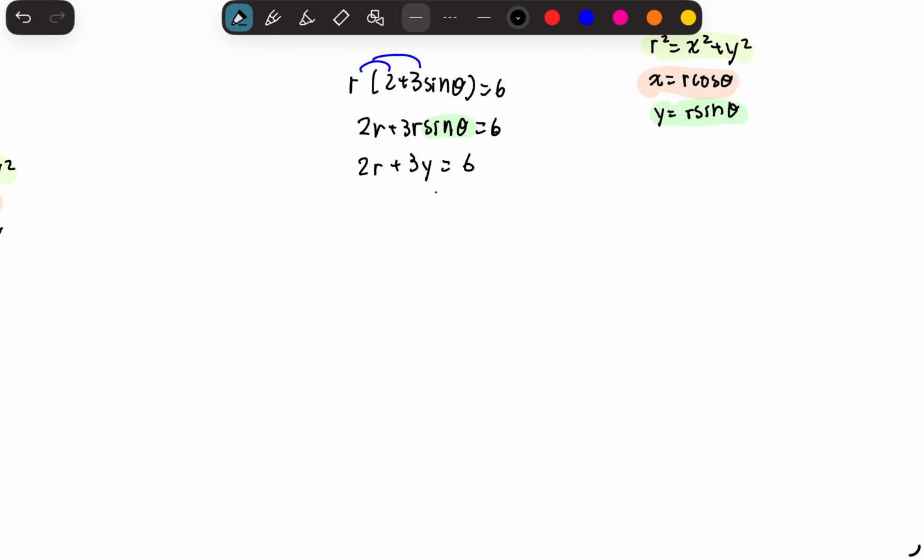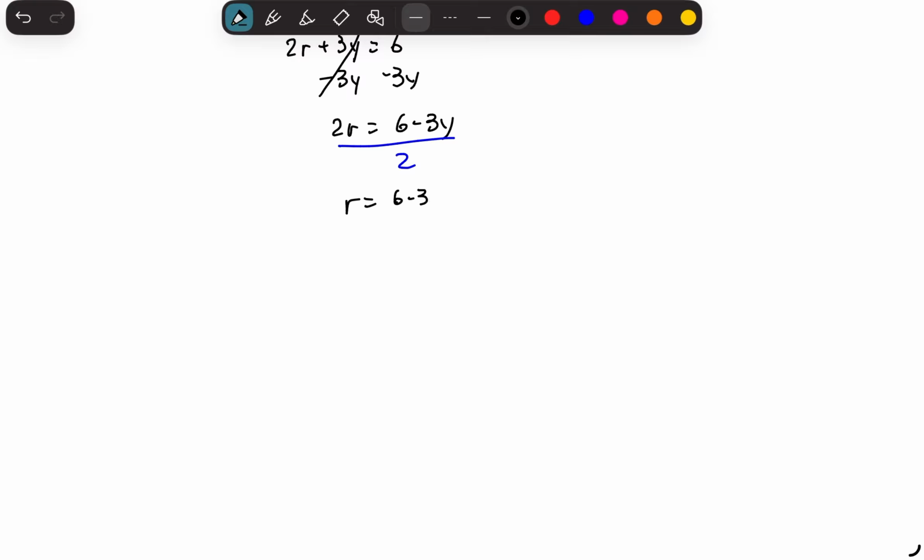We're going to have 2r plus 3y is equal to 6. We want to solve for r. So we have 2r. Let's just subtract 3y here visually. And we have 2r is equal to 6 minus 3y. And you can divide both sides by 2. So r is equal to 6 minus 3y over 2. After this, you're just going to square both sides. And you're going to have r squared is equal to 6 minus 3y squared over 4. Now, using r squared, we know that r squared is equal to x squared plus y squared.